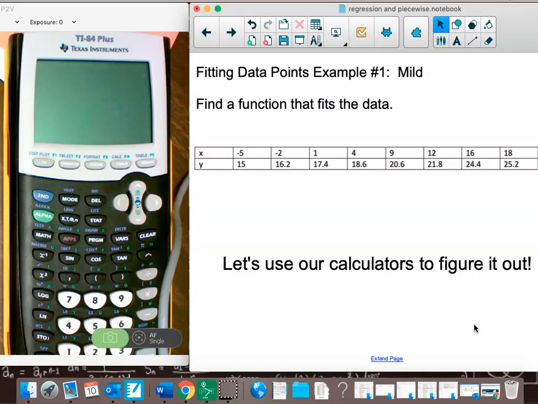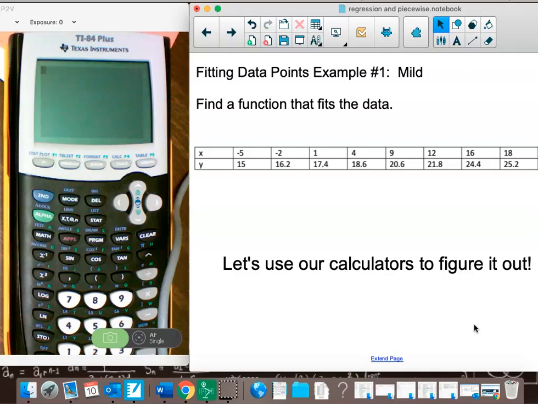You can have data that is in the shape of pretty much anything, right? So sometimes your data is really wacky, and then you have to do a bunch of different functions and put them together, and that would be a piecewise. But what we're going to do today is learn how to use our calculators to figure out the equation of the function that models this data. And that process is called regression. If you have your calculator with you, turn it on. If you don't have a calculator with you, just look over someone's shoulder.